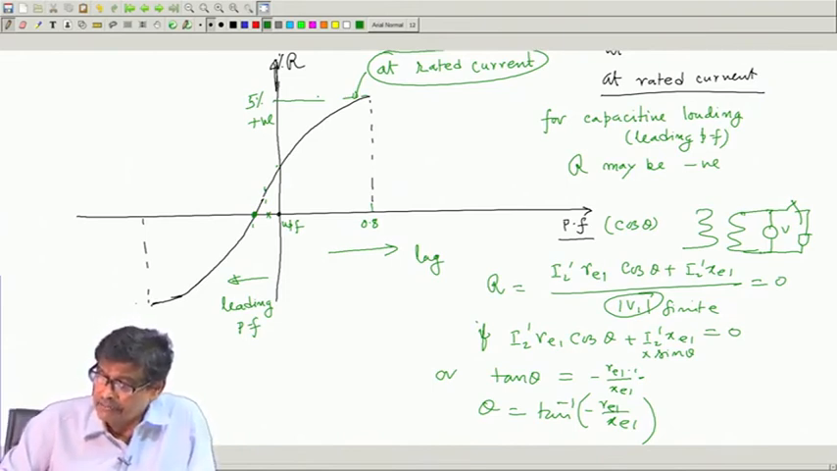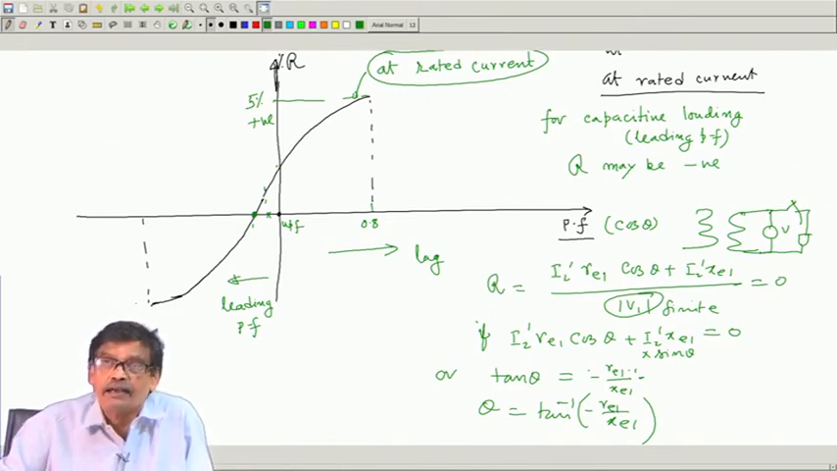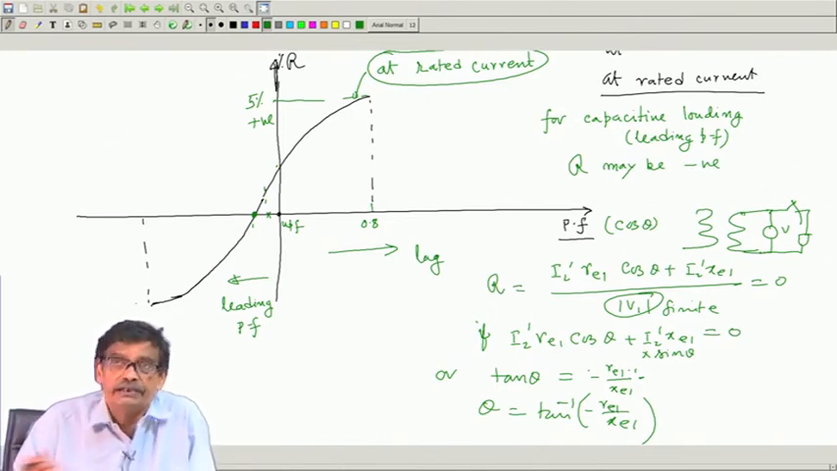Therefore, the regulation of a transformer we have understood. The concept of regulation is otherwise very simple. You directly load it, but directly loading a big transformer in the lab is out of the question. Therefore, these simple expressions will come very handy, because it is an algebraic expression, easy to remember. Tell me what current the transformer is delivering, at what power factor, and I will be able to tell you what will be the change in voltage.